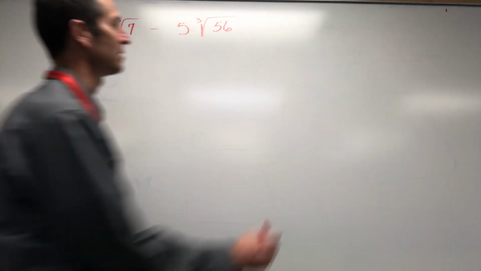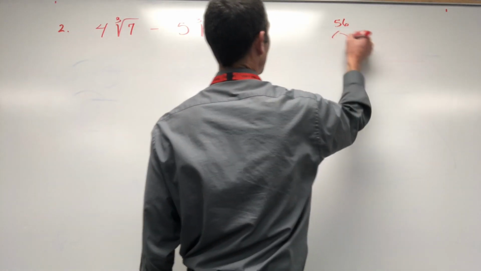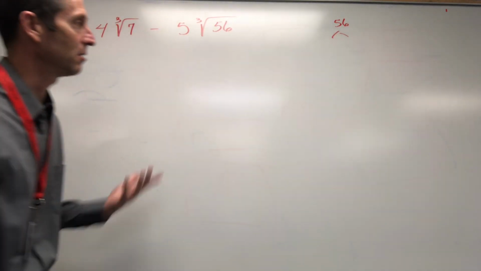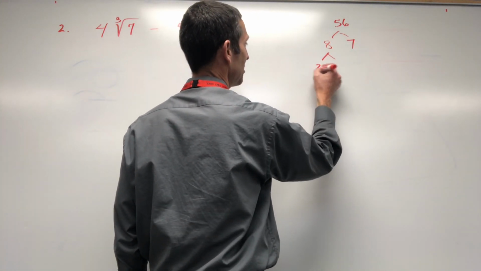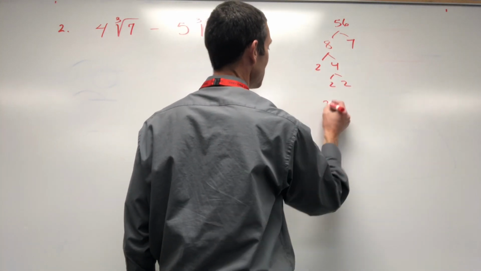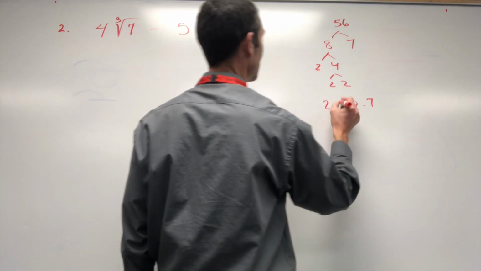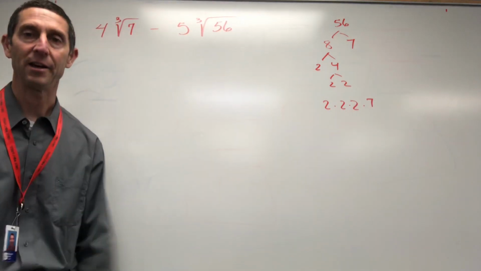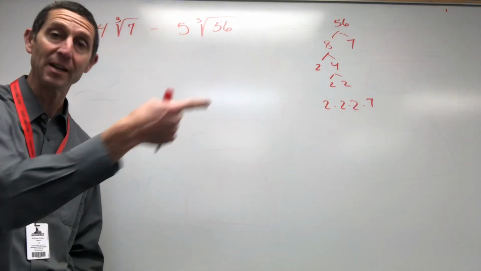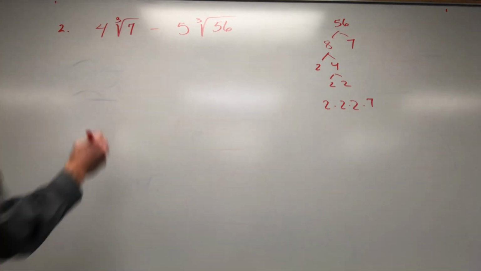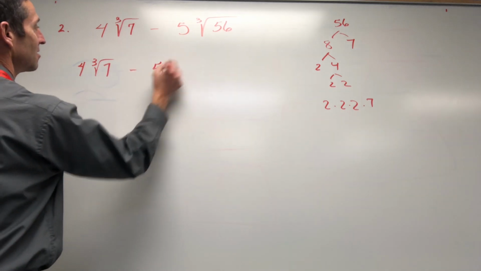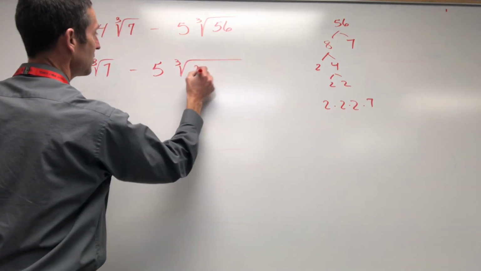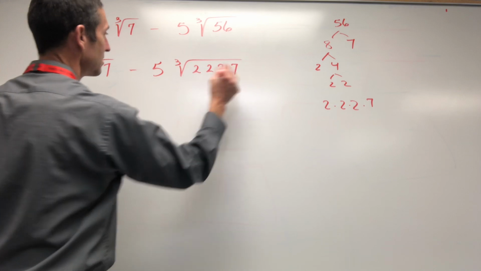So grab 56. Let's factor tree that down. You're like, oh, 56, that's 8 times 7. That's 2 times 4 and 2 and 2. So once you break it down, you got a whole bunch of 2's and a 7. So let's get the 56 replaced with 2, 2, 2, 7.